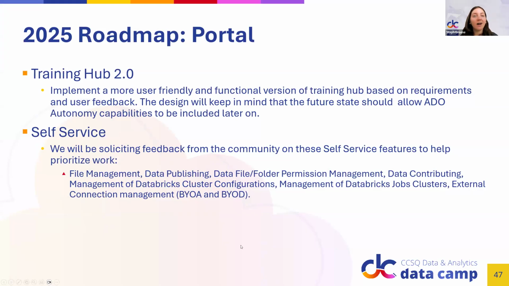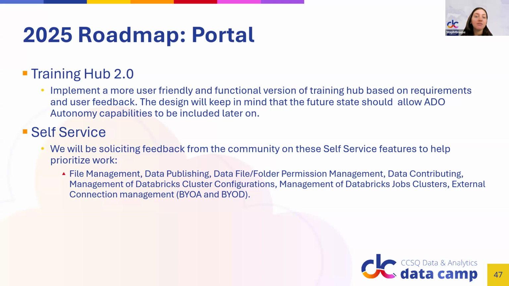Cool. So then overall, further down on the roadmap in 2025, as I mentioned before, is Training Hub 2.0. So this will be implementing a more user-friendly and functional version of Training Hub based off of user feedback, based off of requirements, while keeping in mind the future state that we would like to develop it to allow ADOs to publish their own content.